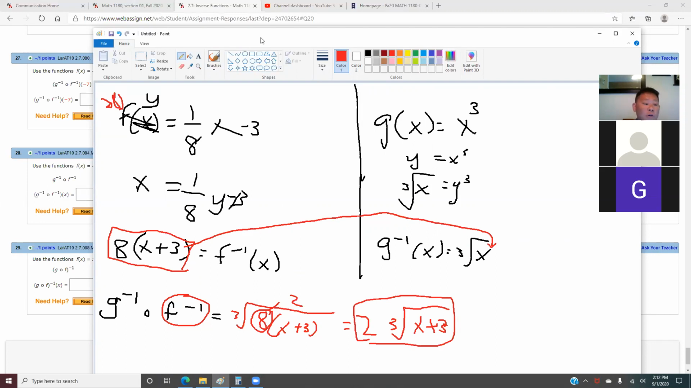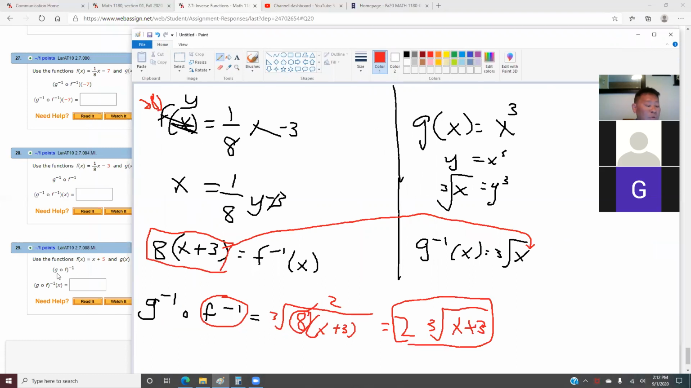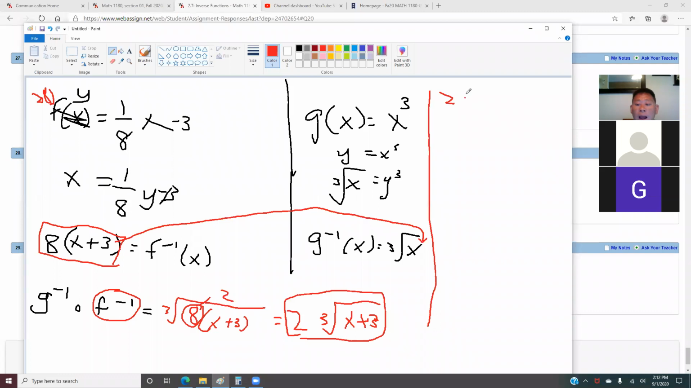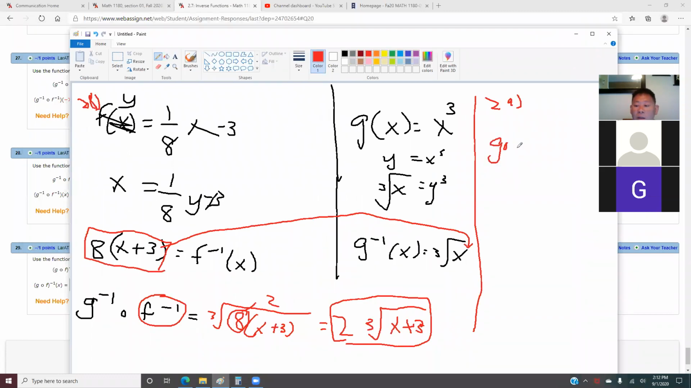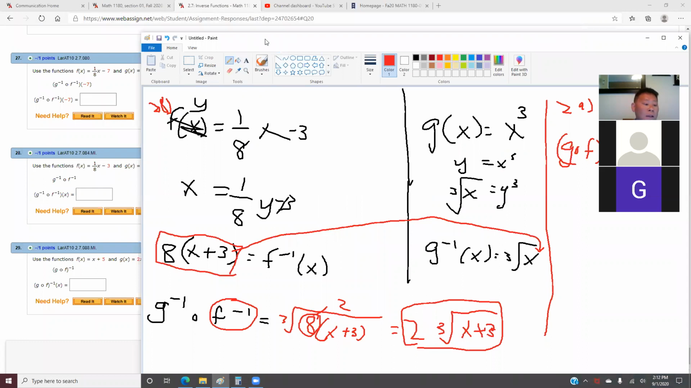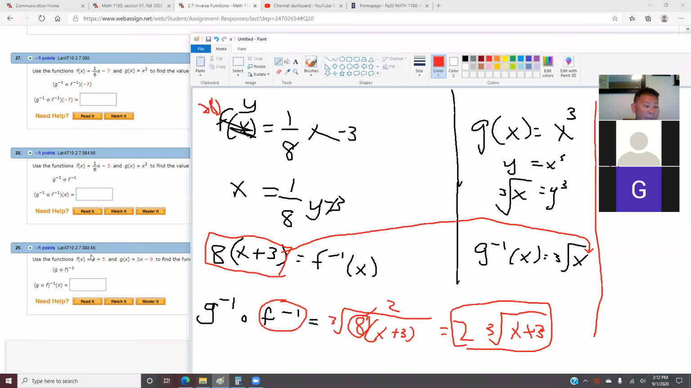29 is special. If you look at 29, you have to do the composition first and then find its inverse. So for question number 29, you have to do g dot f first, and after that, you do the inverse. So what is g dot f? You take all of f and plug it into your g. Okay, that's g dot f. F comes last, so you take the f and plug it into g.